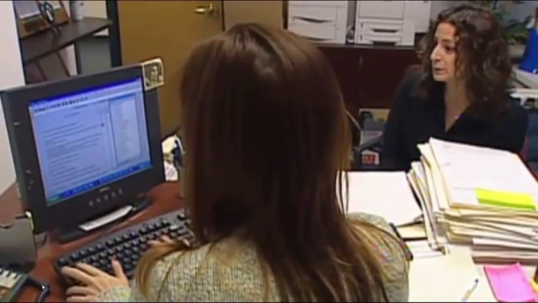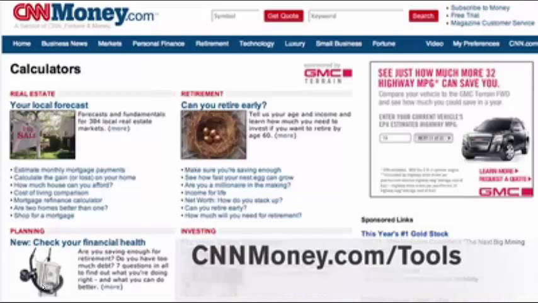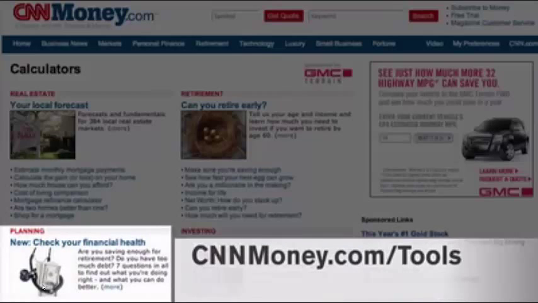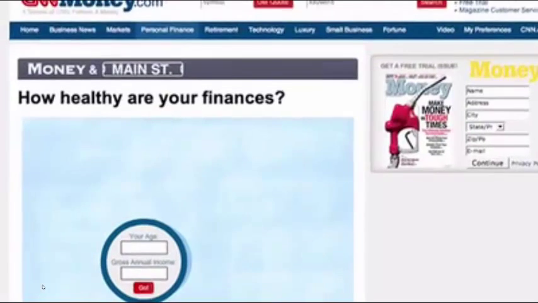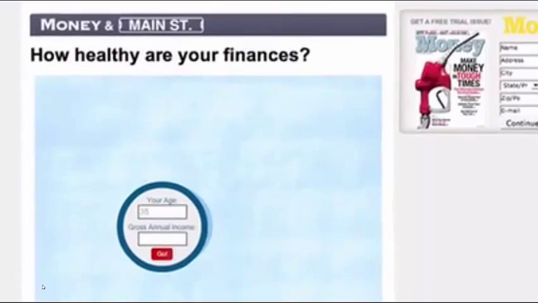There are a variety of ways you can get a fix on your financial health, including sitting down with a financial planner or other advisor. But as a starting point, consider giving yourself a financial checkup by revving up our How Healthy Are Your Finances tool, or as I like to call it, our Do-It-Yourself Financial Stress Test. You begin your self-assessment by entering your age and annual income.